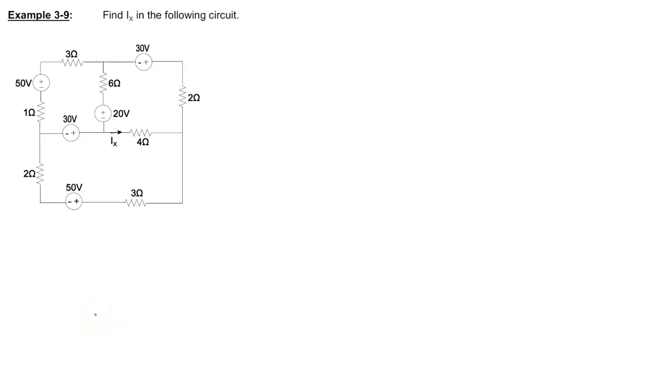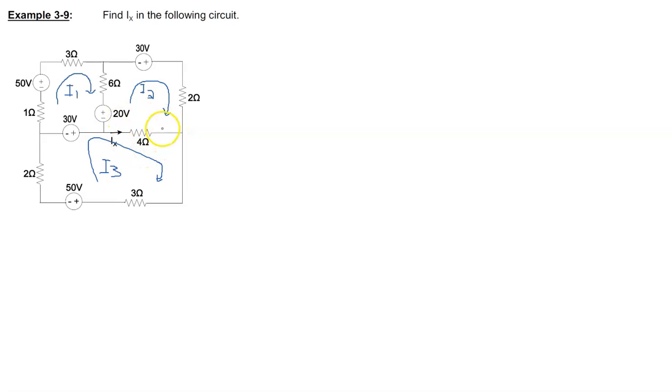Okay, so we'll go back to our step-by-step process. The first one is to identify the mesh currents. And again, none of the resistors got numbers here, so I'll call them 1, 2, and 3. And so then I1 clockwise, I2 clockwise, I3 clockwise.